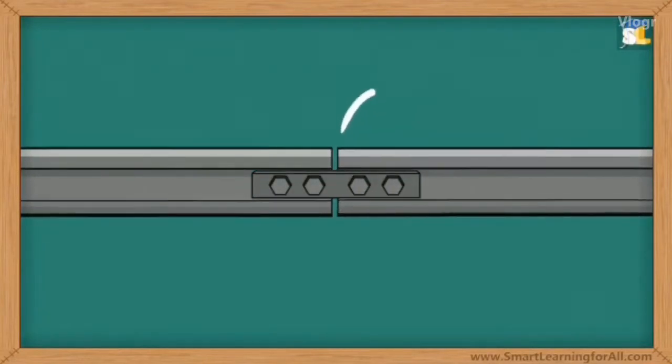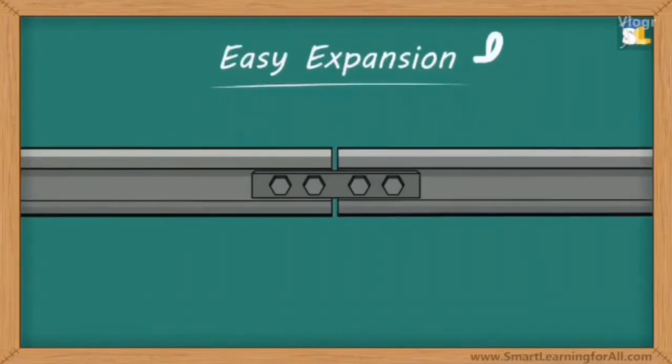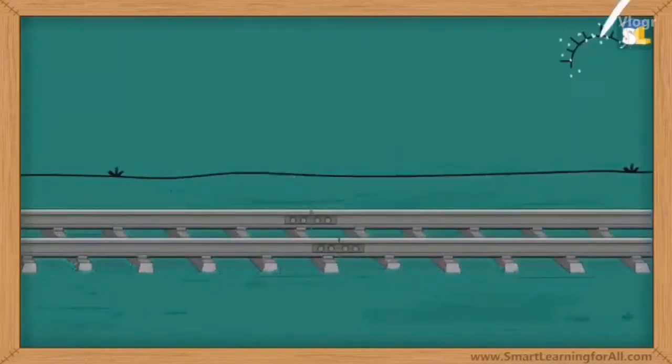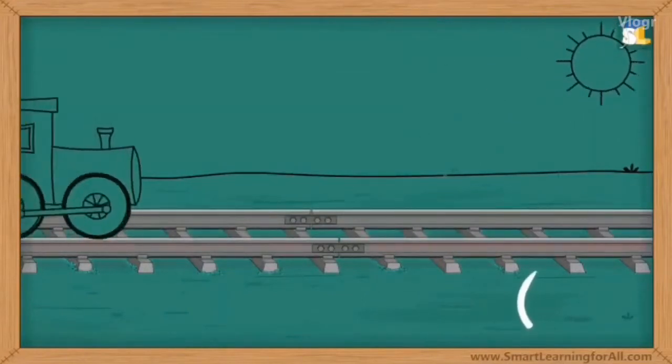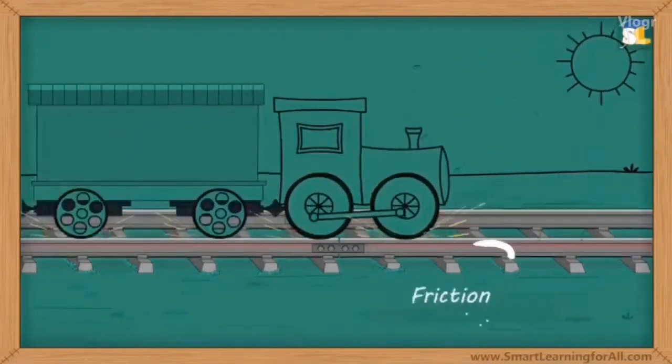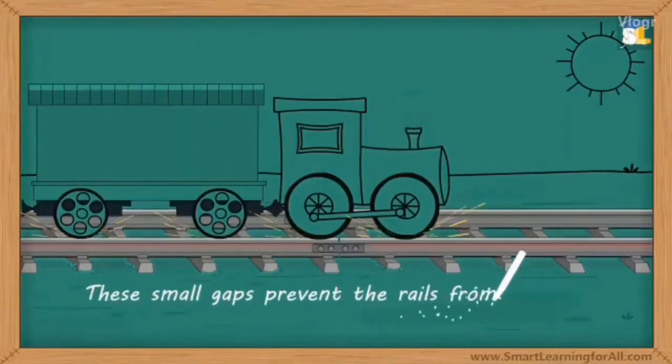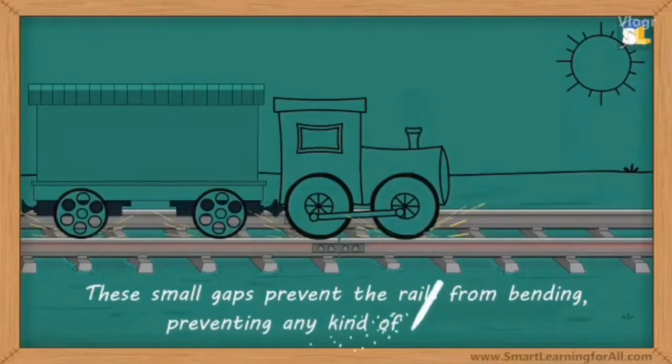These small gaps provide space for easy expansion of the rails, which happens during summer, as well as due to continuous friction between the train wheels and the rails. Hence, these small gaps prevent the rails from bending, preventing any kind of accidents.